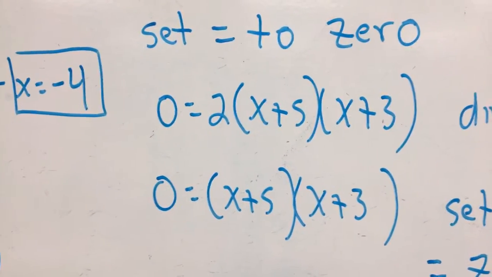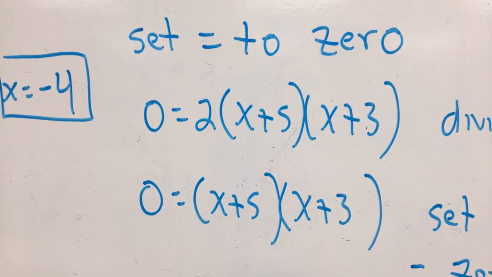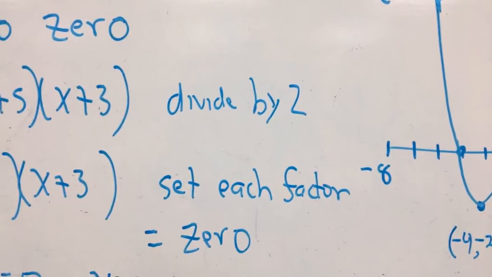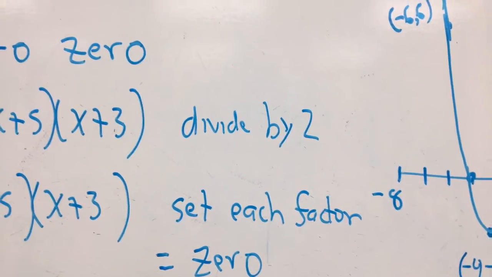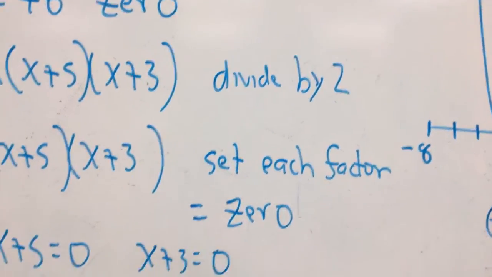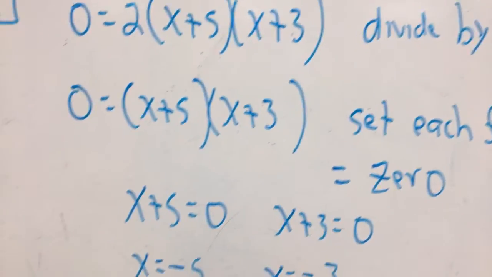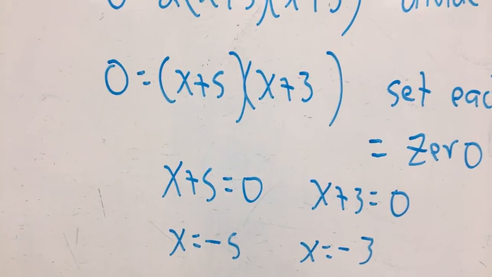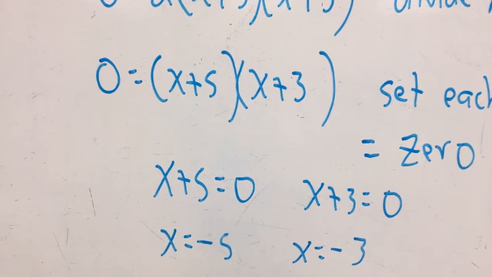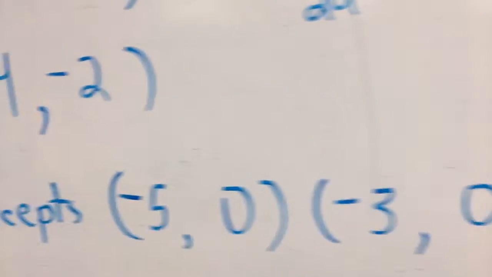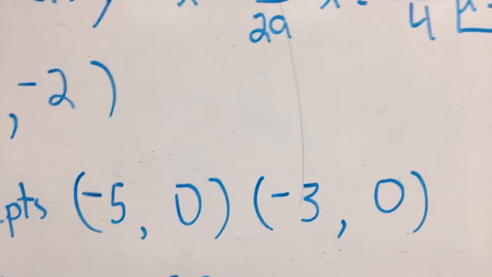Now, I'm going to take each of these factors, x plus 5 and x plus 3, and I'm going to set them equal to 0. Again, every y on the x-axis is a 0. So when I do that, I get x plus 5 is equal to 0, x plus 3 is equal to 0. Subtract 5 from both sides, subtract 3 from both sides, and x is equal to negative 5 and negative 3. So those are the x values of my x-axis intercepts.